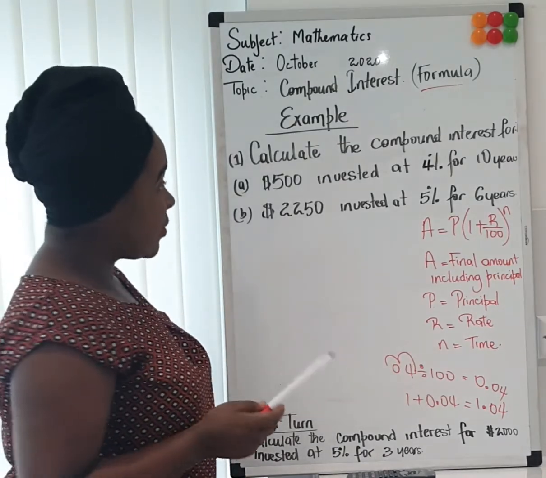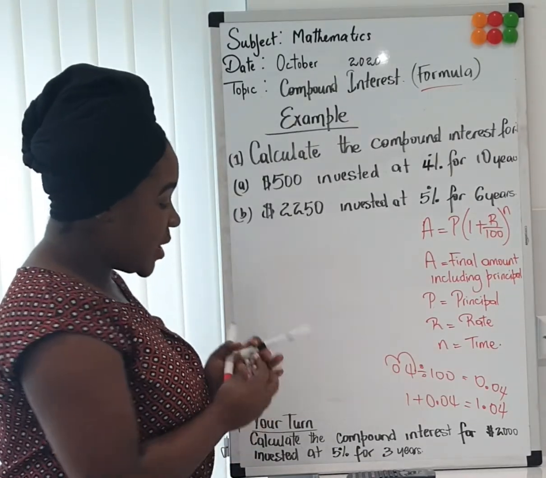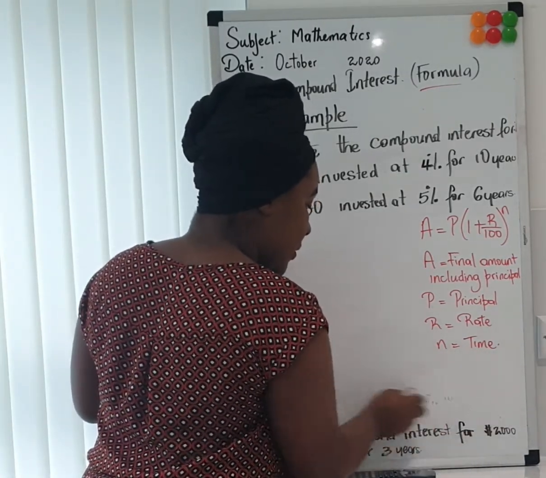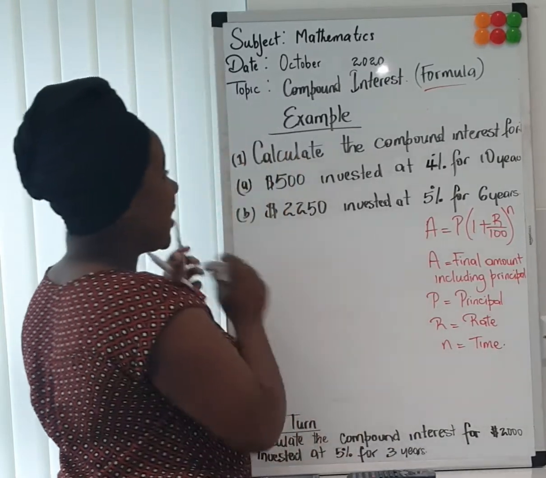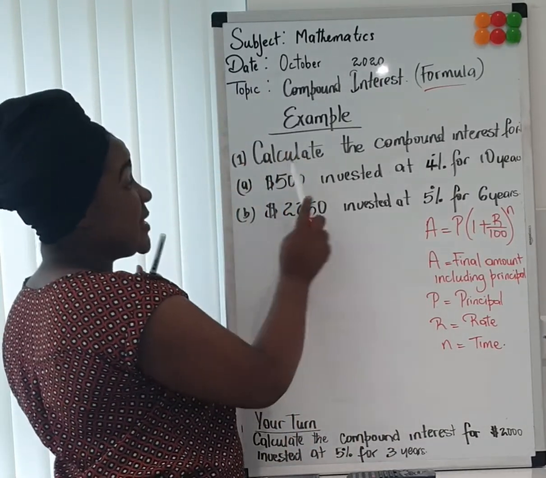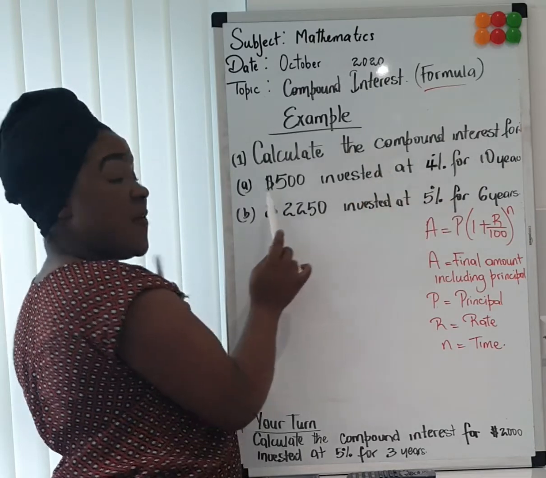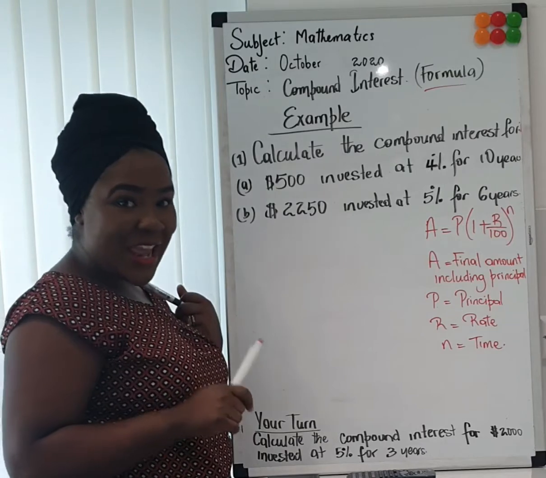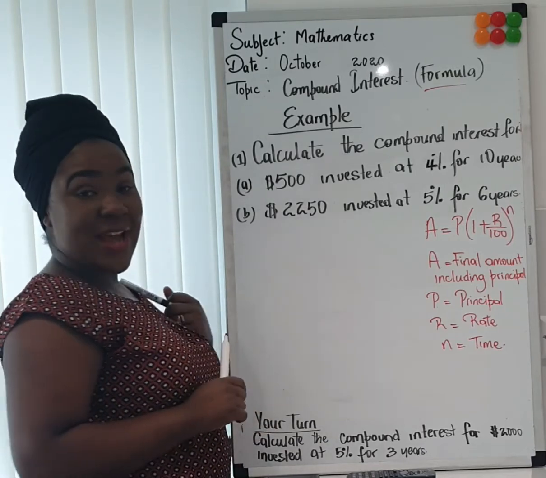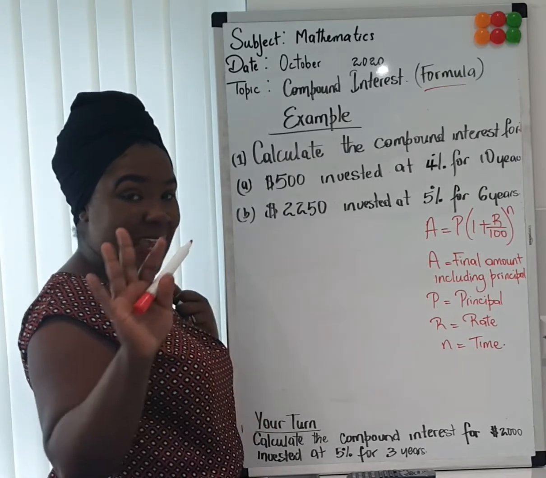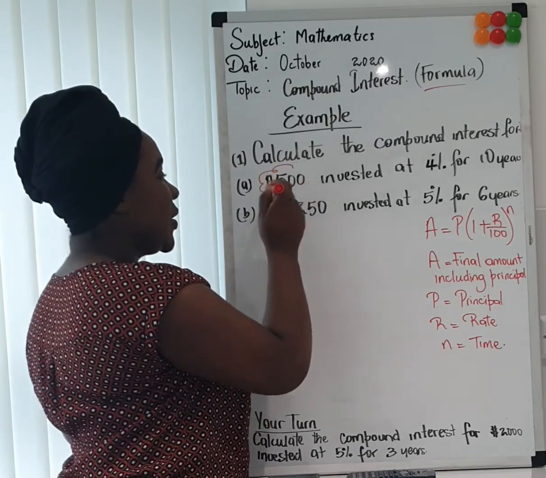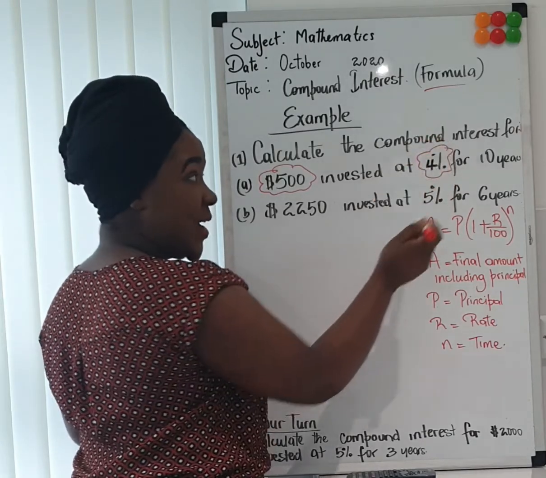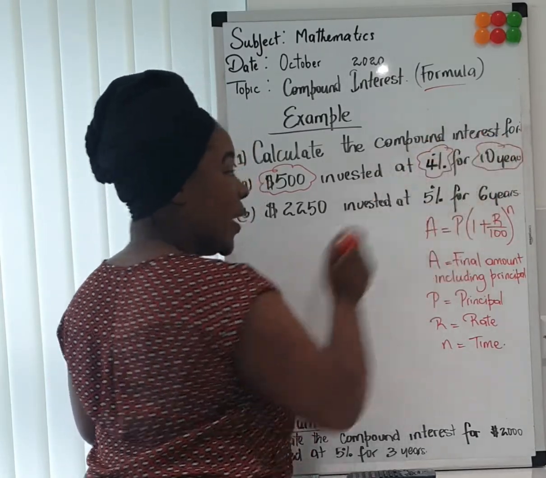Alright, so we're going to go ahead and do our first question, and it says calculate the compound interest for $500 invested at 4% for 10 years. Let's see how much that would be at the end of 10 years. So that's our principal, that's our rate, and there goes our time.